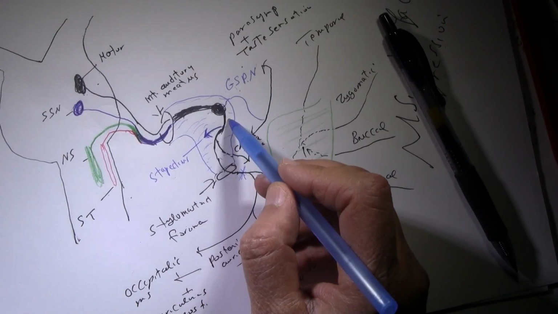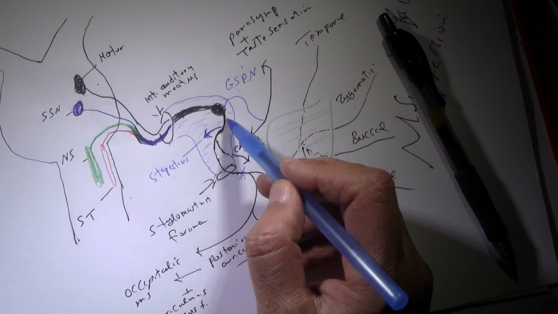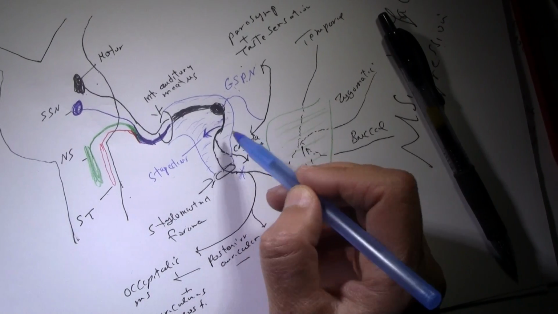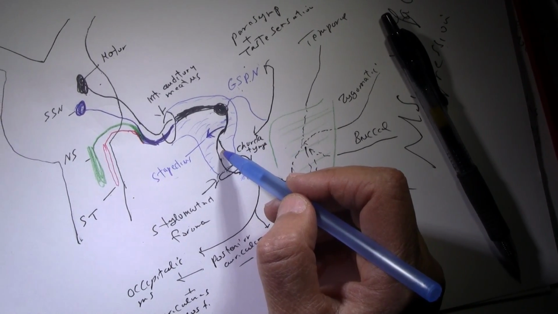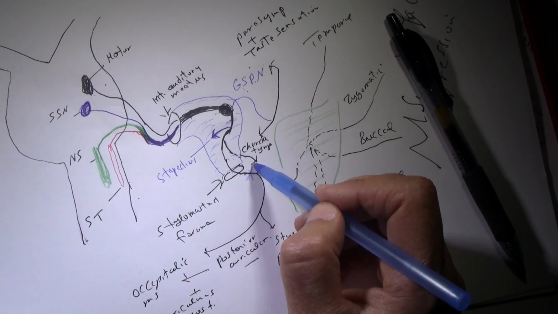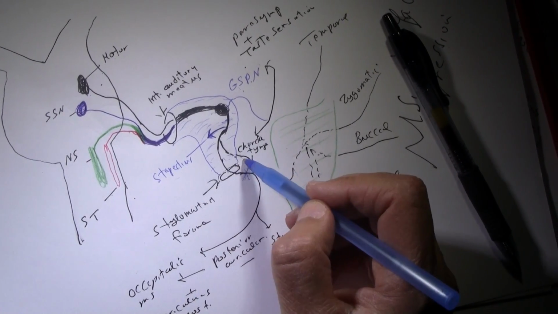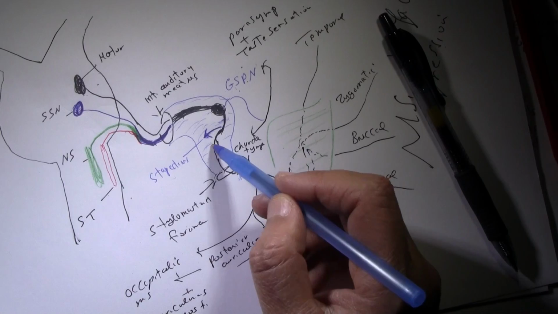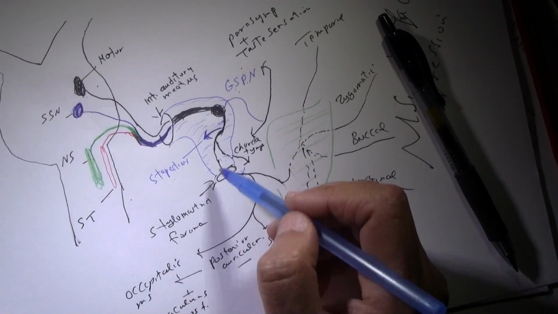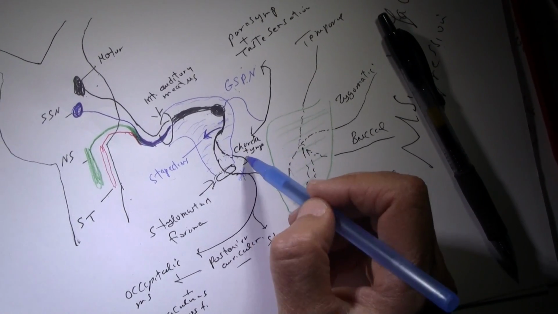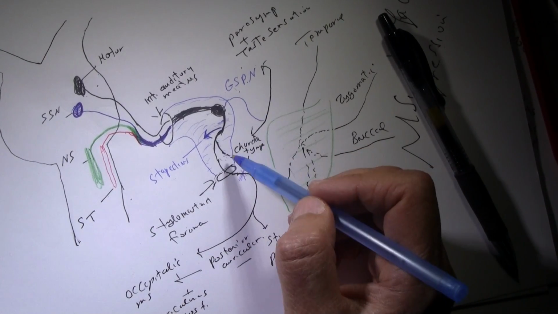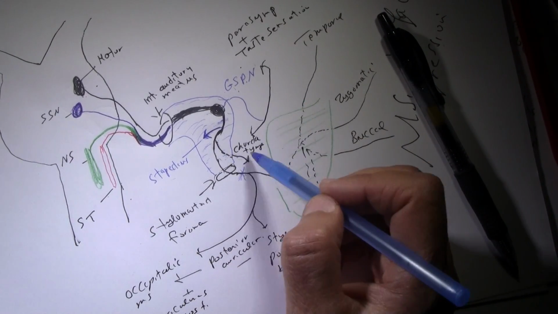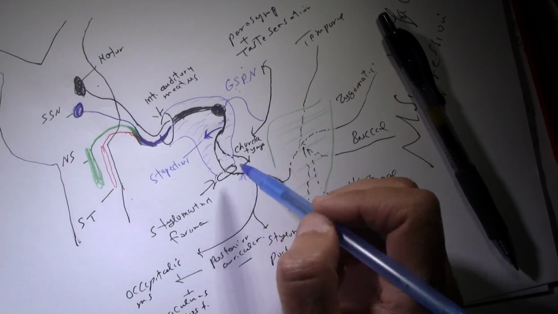However, if the injury is above here, between the geniculate ganglion and the chorda tympani, then chorda tympani will be lost. It means the submandibular and sublingual salivary glands and the taste sensation from the anterior 2/3 of the tongue are going to be lost, because chorda tympani is the source of this function. Taste sensation in the anterior 2/3 and salivary secretion from submandibular and sublingual.